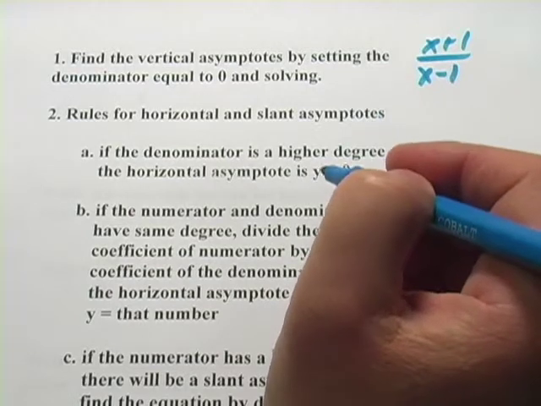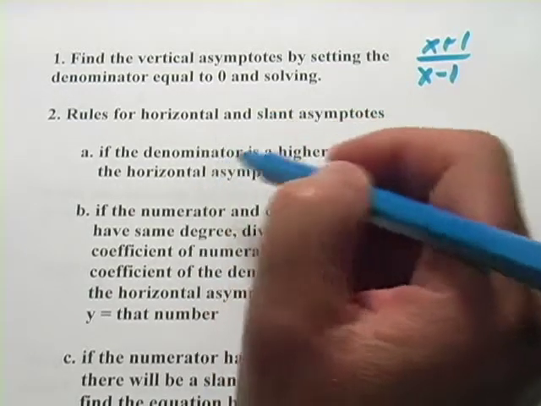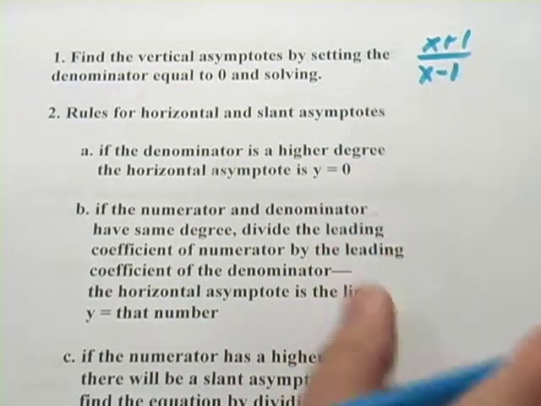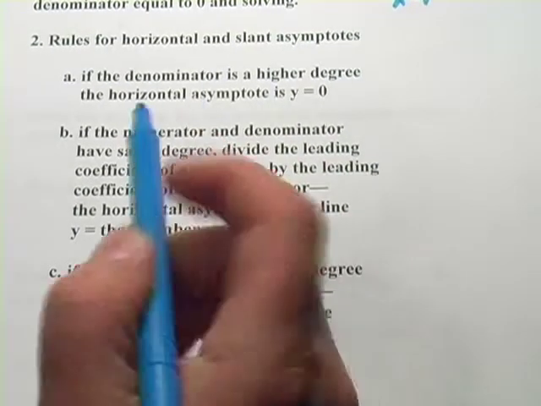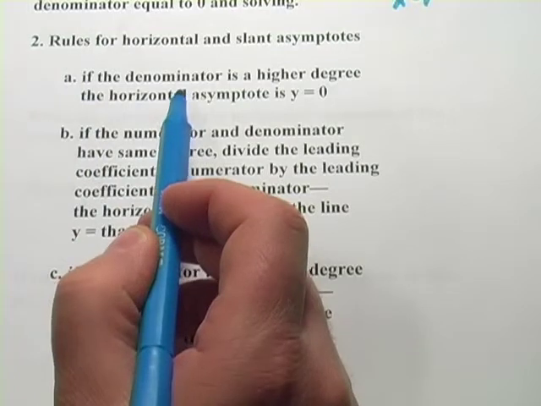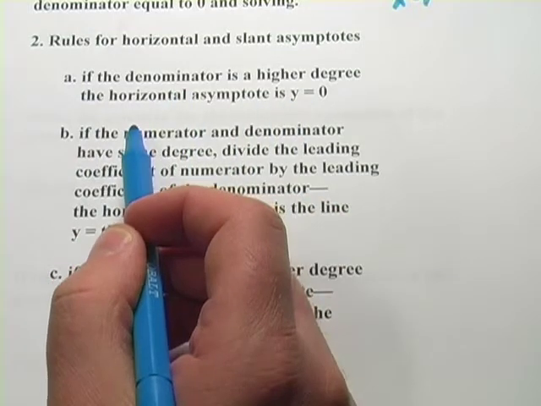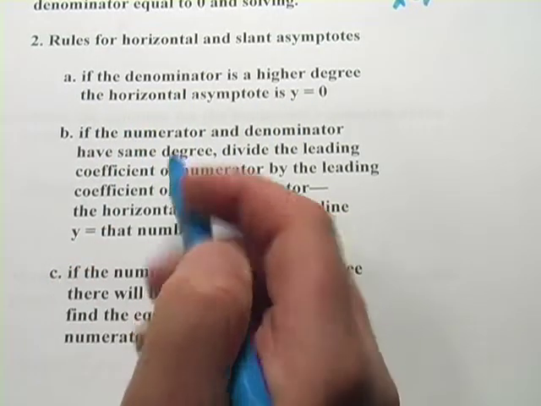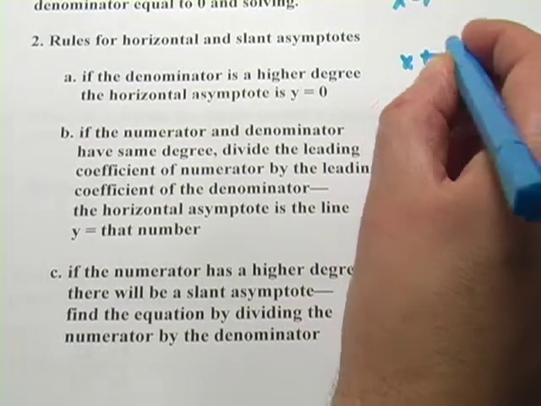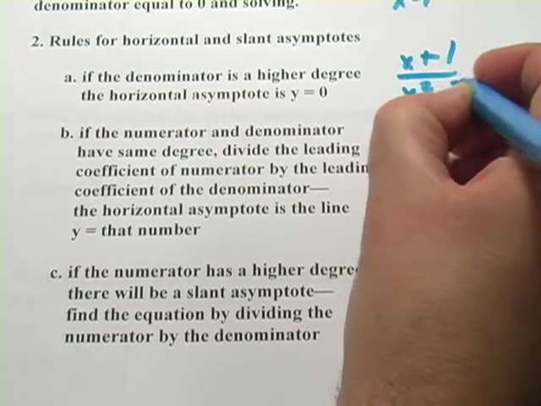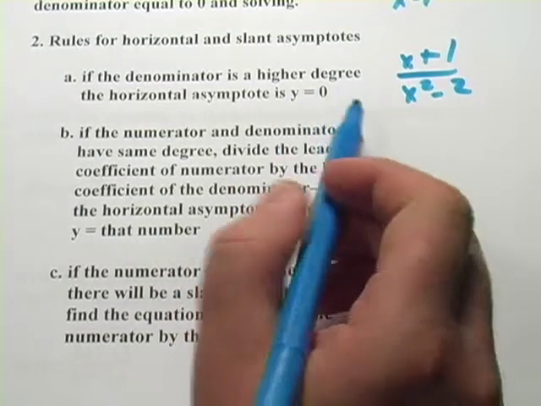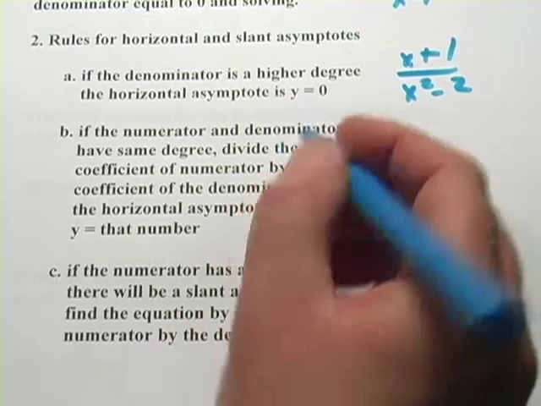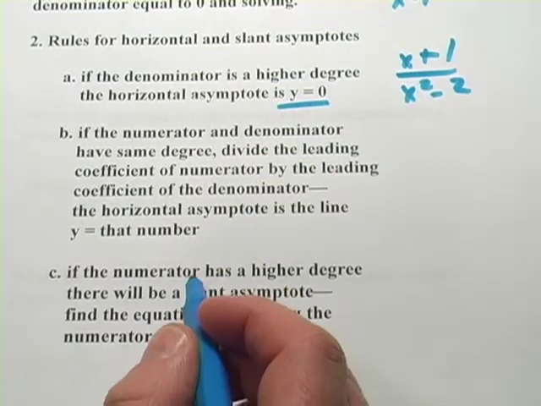In the problems we're looking at today, we're going to be using the rules for horizontal asymptotes. And there's three things that can be happening here. The first situation is when the denominator has a higher degree than the numerator. So let's say we had x plus 1 over x squared minus 2. Here, the denominator has a higher degree. If that's the case, your horizontal asymptote is going to be the line y equals 0 every time.